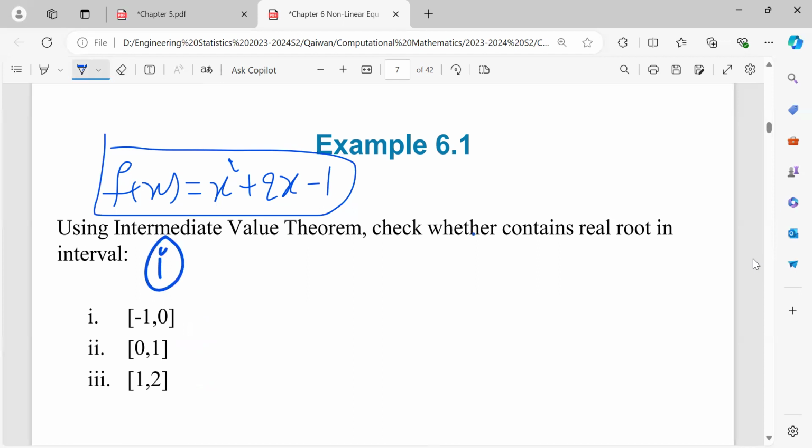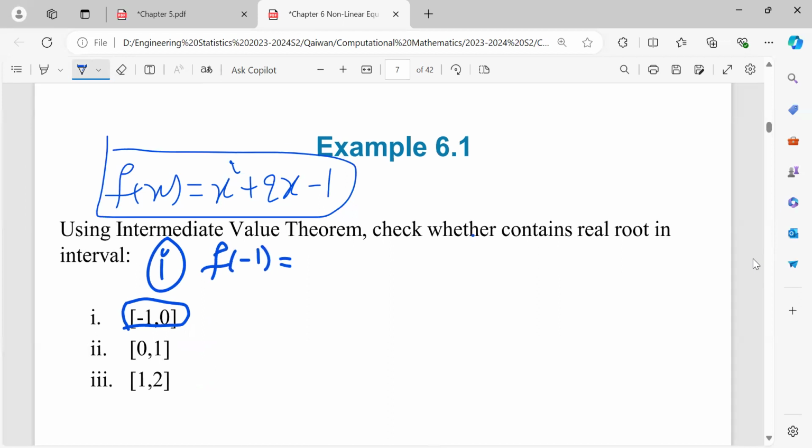for part I, we need to find f of -1 and f of 0. We check this one to see if we have a root of that equation in it or not. We say f of -1 is equal to, we replace each x by -1 in the given function. We check the function to have a root in the interval or not. So we evaluate both endpoints of the interval in the function.